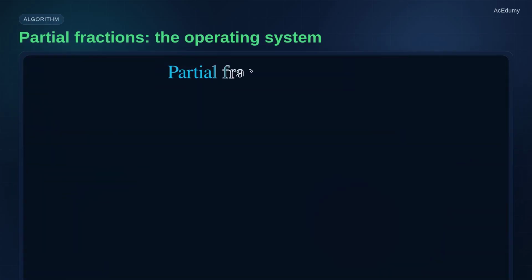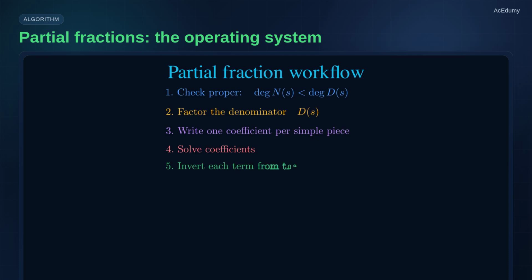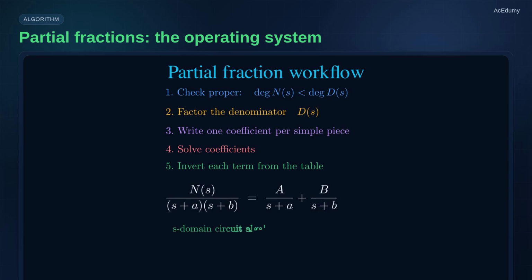Here is the partial fraction workflow. First, make sure the rational function is proper. The degree of the numerator must be below the degree of the denominator. If it is not, divide first. Second, factor the denominator. Third, write one unknown coefficient for each simple piece. Fourth, solve those coefficients. Finally, invert every term using the Laplace table. This is the bridge between circuit algebra in s and actual time domain waveforms.